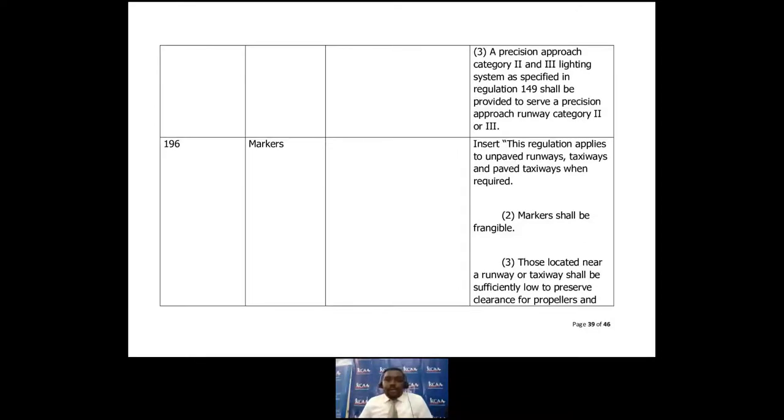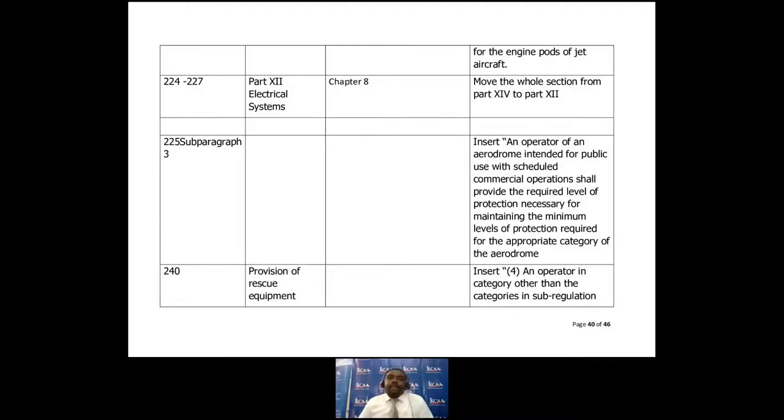And then we go to markers. So this one was inserted, especially because most of our runways in Kenya are unpaved. So we needed to insert this regulation that applies to unpaved runways, taxiways, and paved taxiways when required. So markers shall be frangible, and those located near a runway or taxiway shall be sufficiently low to preserve clearance for propellers and for the engine pods of jet aircraft.